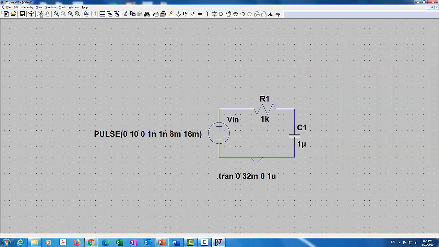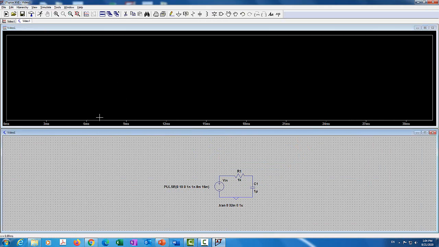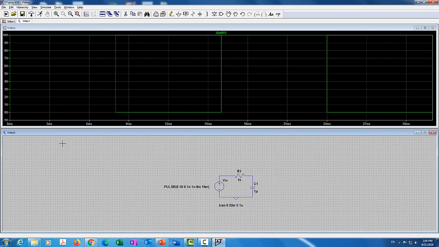So now we're going to run the simulation, and what I'm interested in here first is that I want to graph what VN is. So you can see that VN will jump from 0 to 10 at 0 seconds, and the time rise is very fast. It's 1 nanosecond. It's going very, very fast. It will stay on for 8 milliseconds, and then it will drop to 0 again in 1 nanosecond. So it drops very fast.